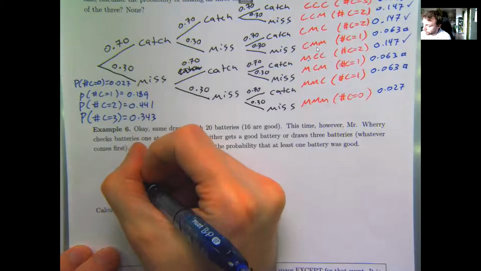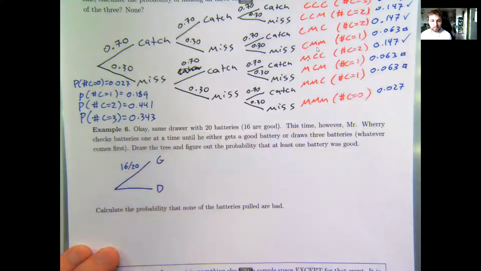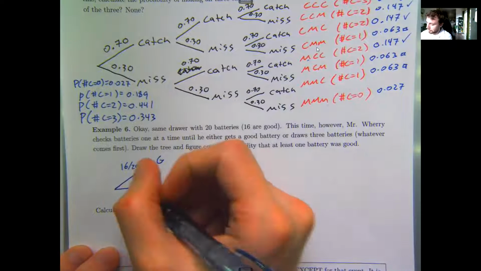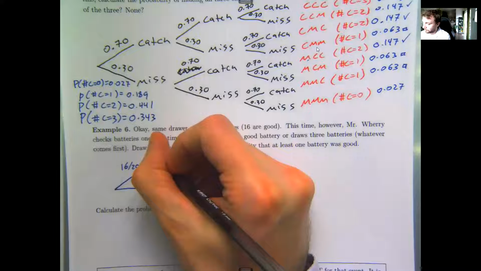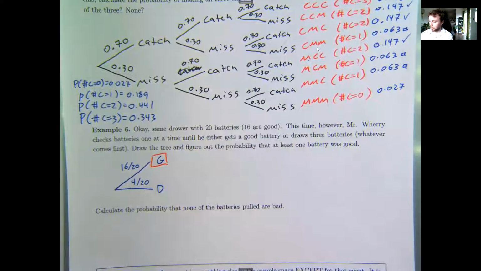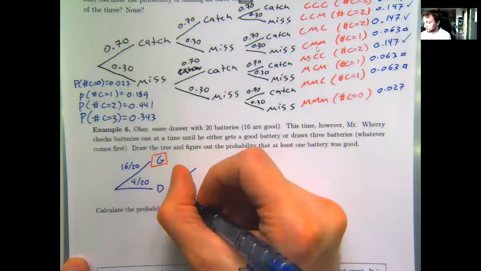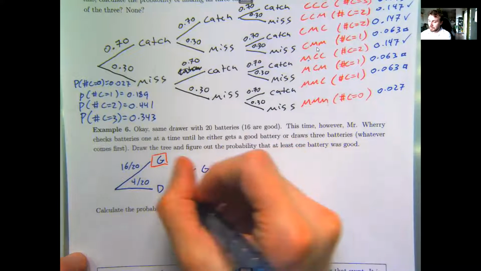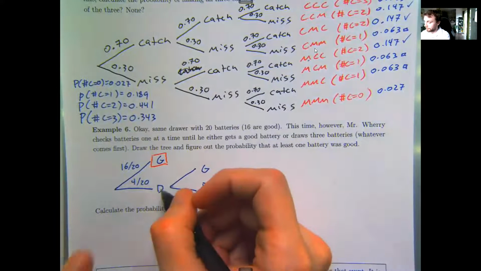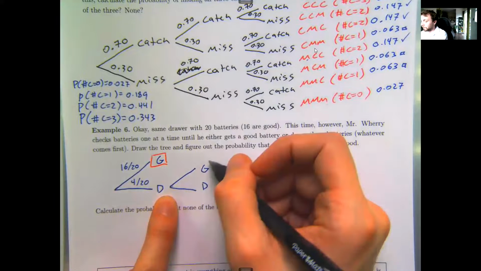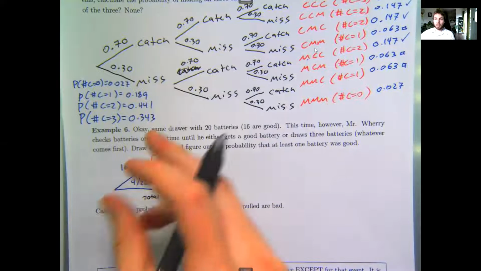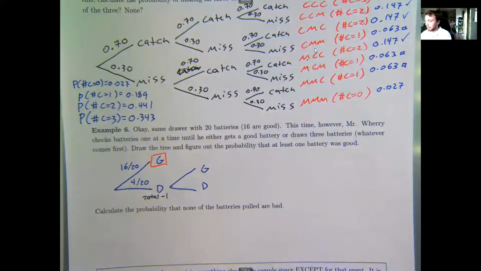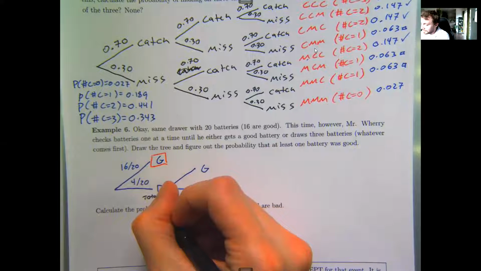So for example, on the first branch, I have all 20 batteries, 16 of which are good, 4 of which are dead. If I get this good battery, I stop. But if I get this dead battery, I keep going. I've got to be careful here because something has happened. Namely, before I can move on to this next set, I have to acknowledge that the total number of batteries has gone down by 1. I've removed a battery from the drawer. In particular, the battery that I've removed here is a dead battery.